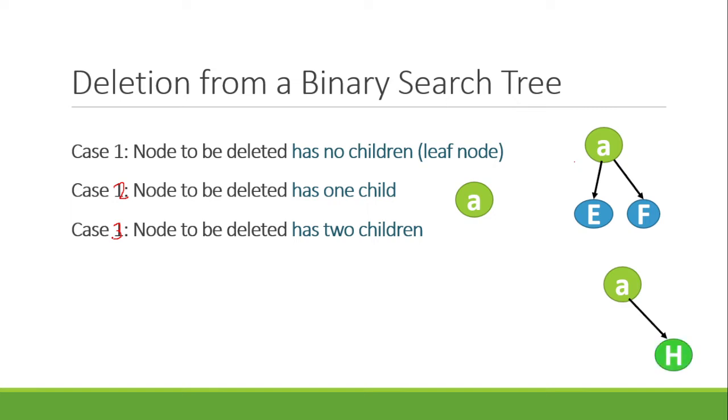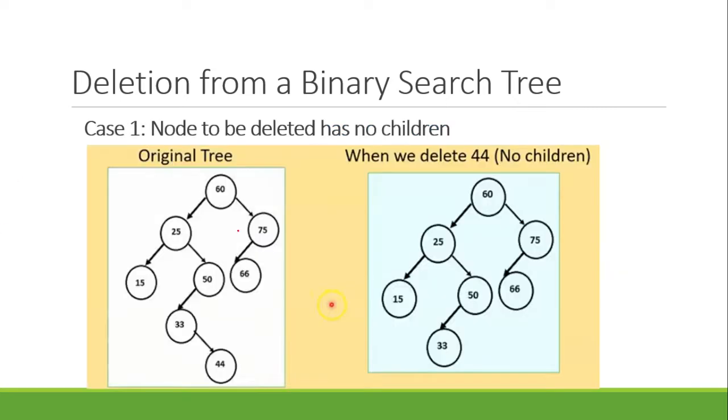So what if the node has no children? Suppose in this tree we are trying to delete 44. The node 44 has no children. It is a leaf node. So traverse till node 44. Then what is to be done? Just delete that node. That is enough. Deleting that node makes no change to the condition of a binary search tree, isn't it?